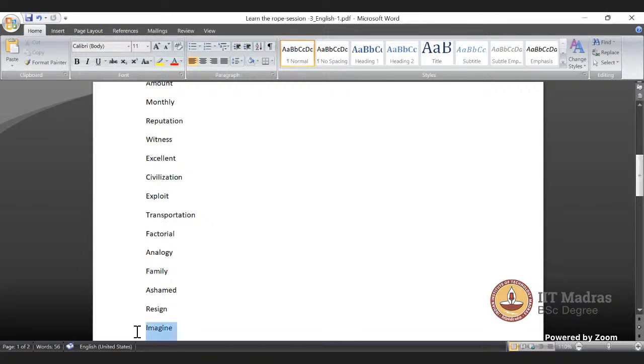Imaginary, we already had this. We already said that. Transportation. Penultimate. Easy. Factorial has AL as its suffix, so the stress is on the penultimate. AL takes it where?